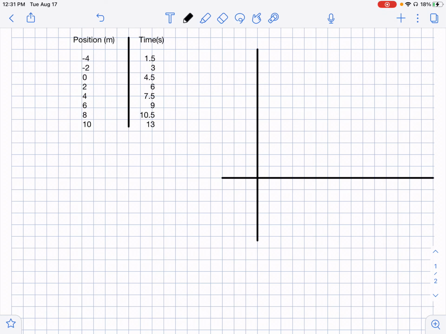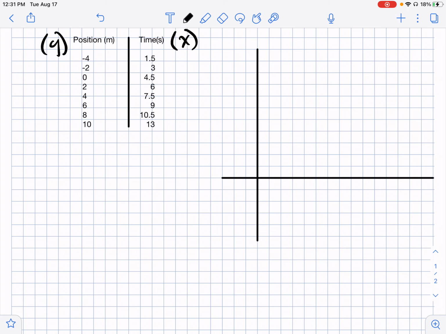Okay, so we're going to go ahead and work a graphing problem together. For this one, we're given a data table that has position and time. And if you remember from the last video, the first thing we need to do is label our axes. Our time is always going to be on the x-axis, and then our position, we're going to put on the y.